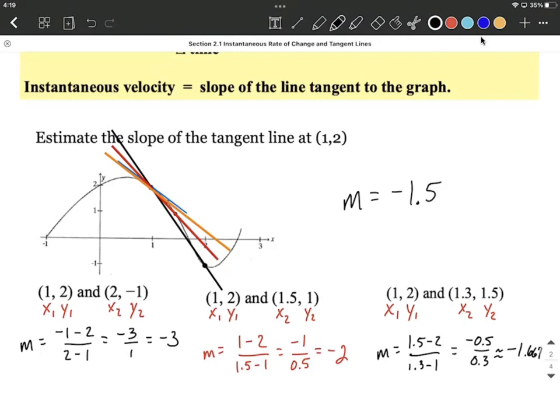All right, so I hope this helps out as you're working on finding slopes of secant lines to help estimate the slope of a tangent line.